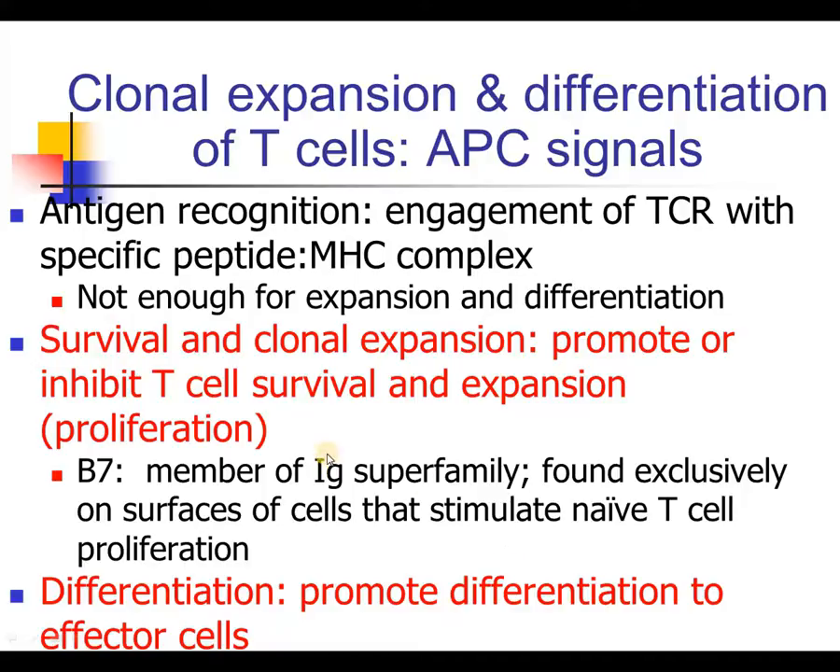T cells. So I'm going to describe over the next few minutes survival and clonal expansion, so promotion or inhibition of T cell survival and expansion, that is clonal proliferation. There's a key molecule involved here, that's B7. It's a member of the immunoglobulin superfamily, and it's found exclusively on surfaces of cells that stimulate naive T cell proliferation. I will also talk about the differentiation process to ultimately become effector cells.